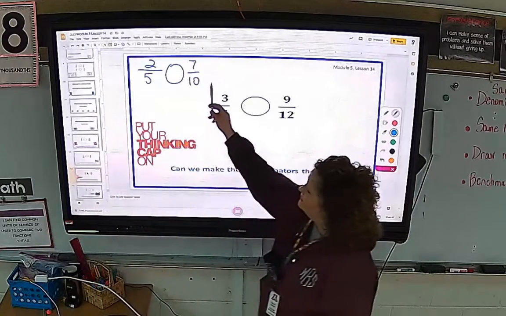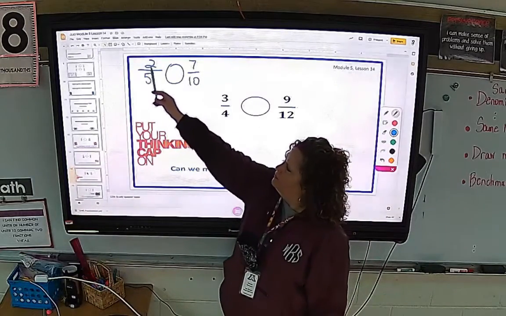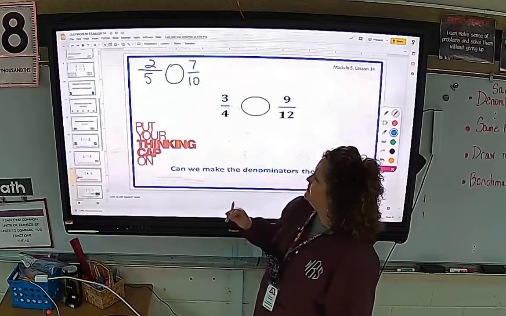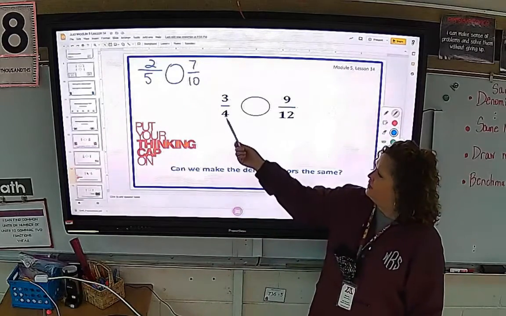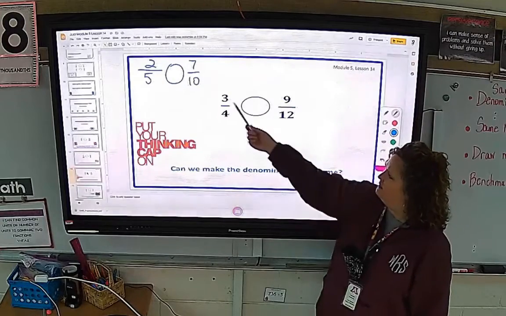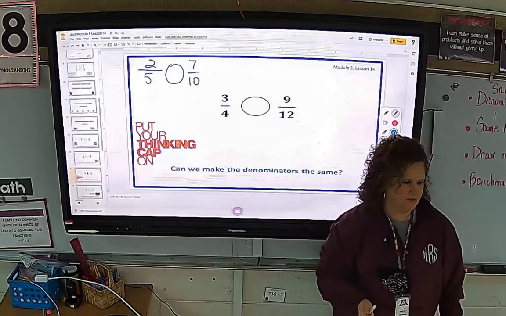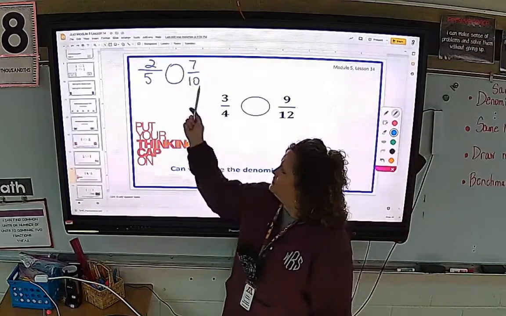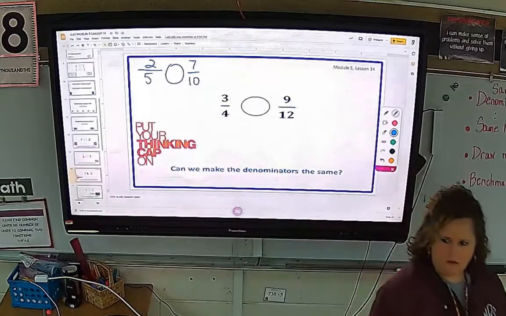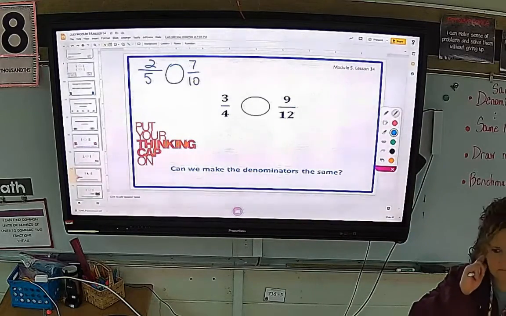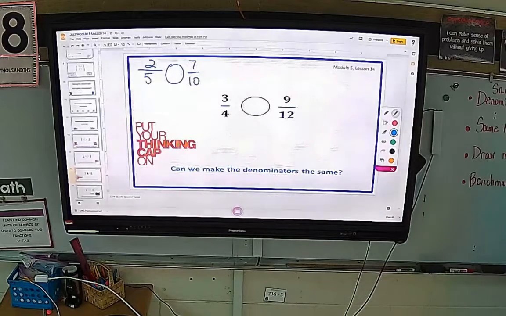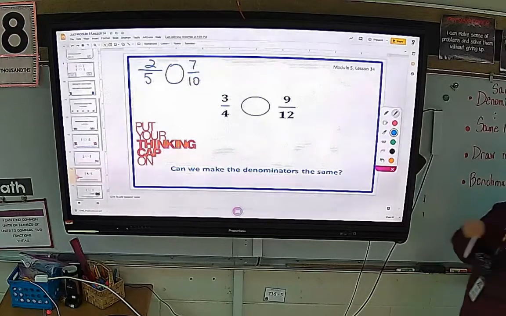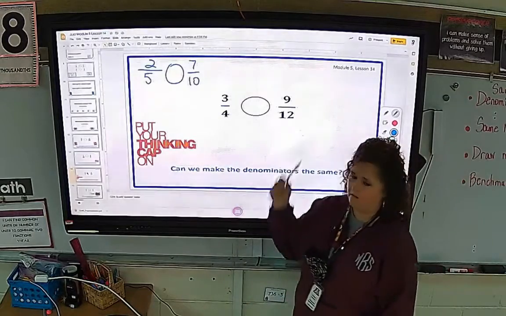A minute ago we had this, and Will told us to multiply these by 2, and we got tenths. Now Martin's telling us to multiply the 4 by 3 and this by 3 to get us to twelfths. What are you noticing about these numbers? Anything? Well, we could multiply them by anything, but we can multiply this one by 3 to get over here.